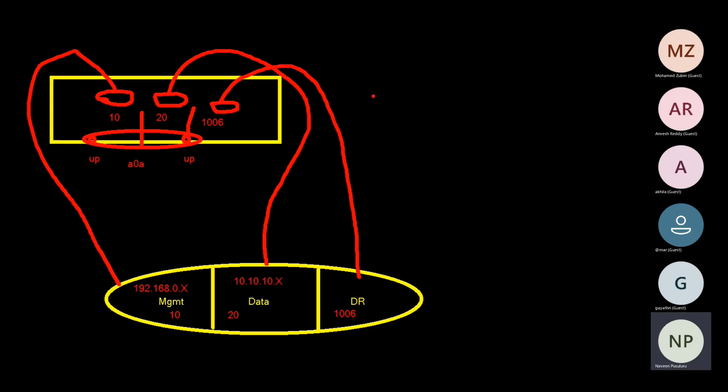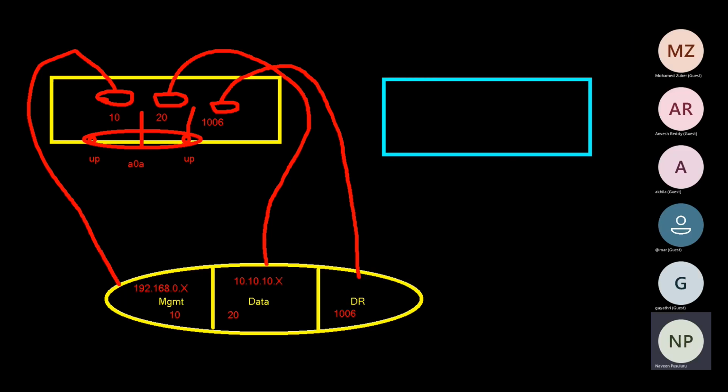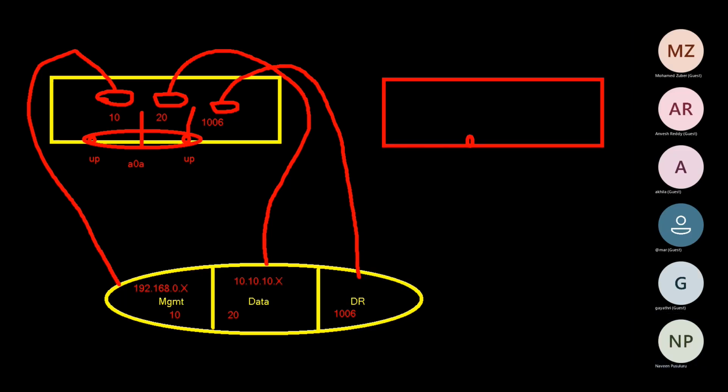Okay, you can do the same with a single port as well. Let's assume that I have a controller where I have only one port. Only one port is available. So I have to use the same single port for data, management and DR. So on top of a single port, I'll configure multiple VLANs. We can configure VLAN on top of a physical port as well. VLAN 20 and VLAN 1006.